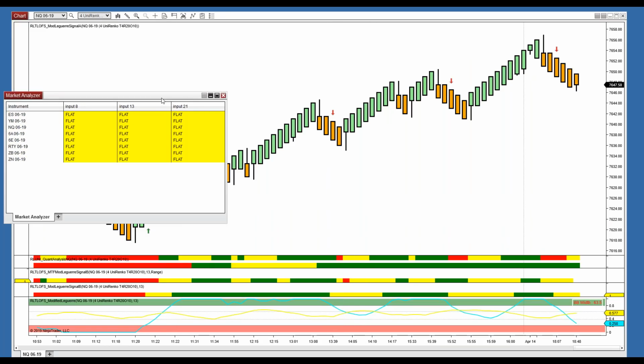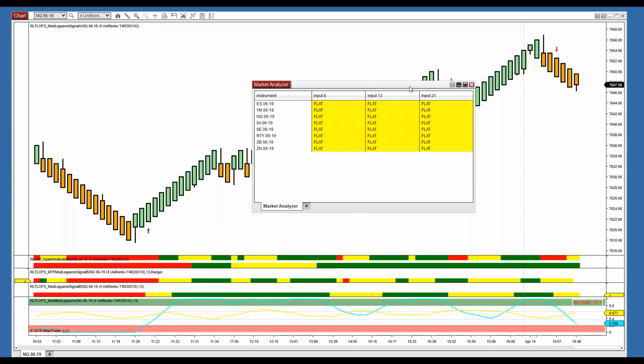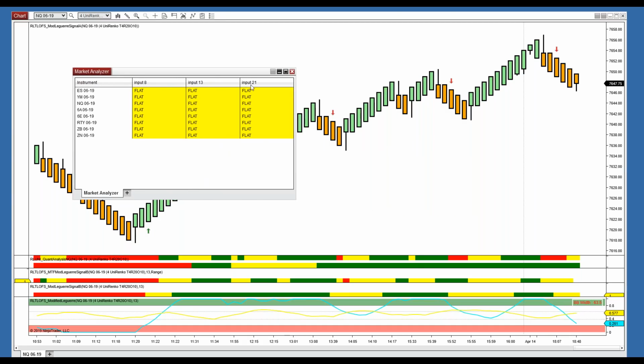Okay, right now, it's telling us that every single instrument we're looking at is flat. We have no trades. I was hoping we would get a green or a red on one instrument, but it's just not going to happen right now. And let's take a look at our NQ.